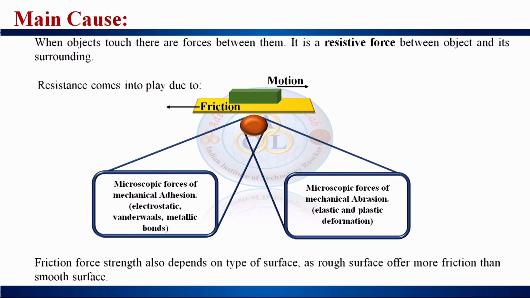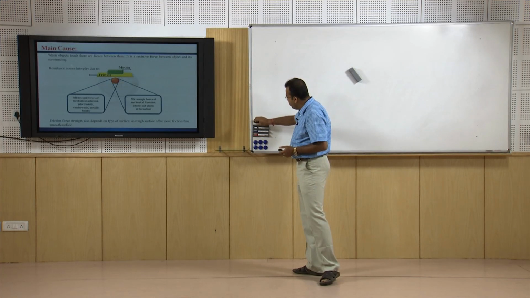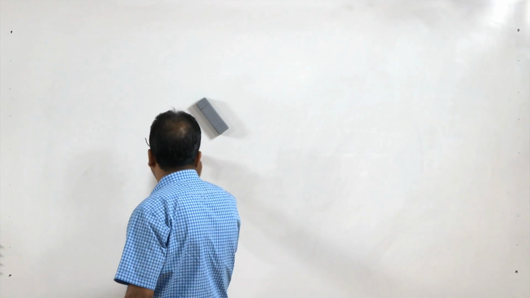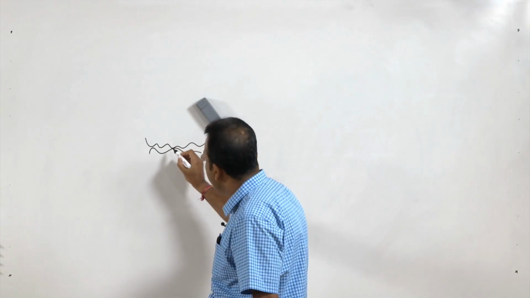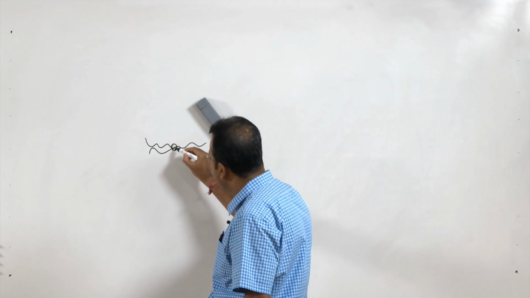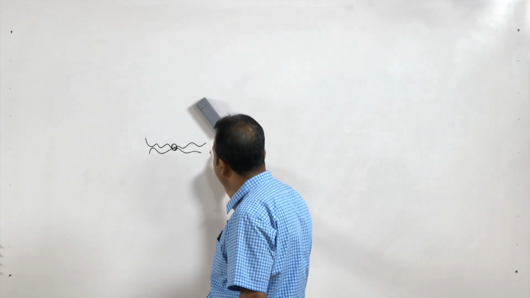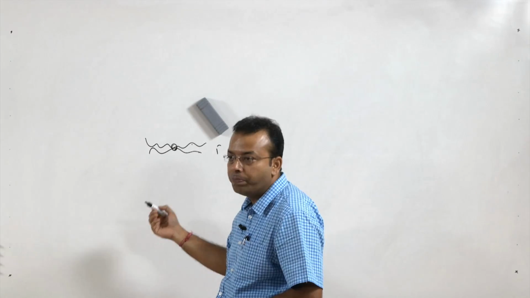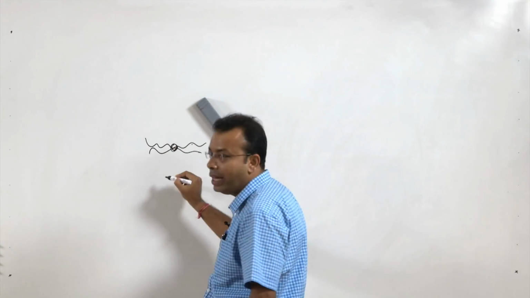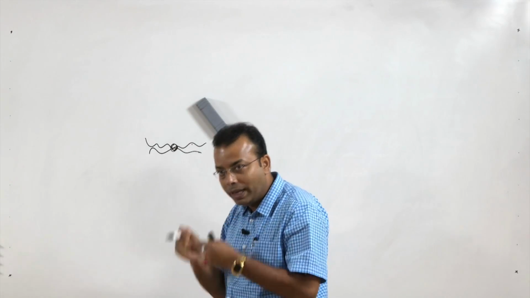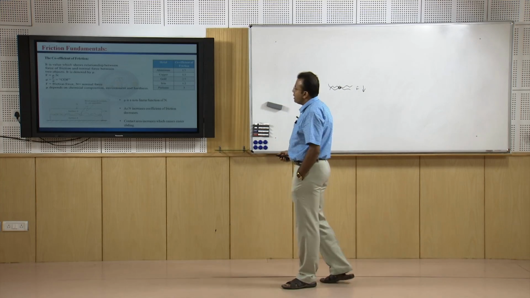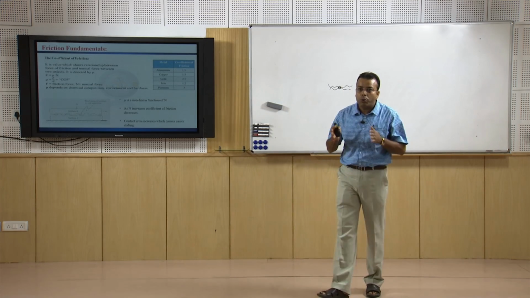That means if we have two bodies touching each other, there are contact points between these two surfaces, and if the contact points are more, the frictional force will be more. If the contact points are fewer, or the touching surface area of the two bodies is smaller, the friction force will automatically go down. In the next slide we will discuss what friction is.